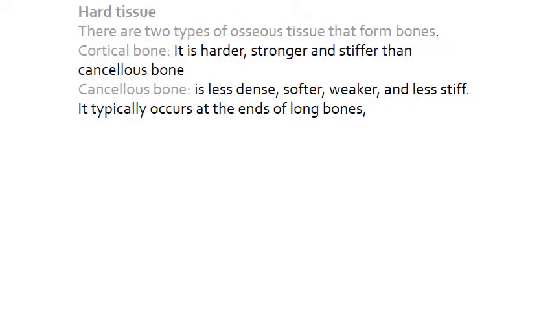Hard tissue. There are two types of osseous tissue that form bone: the cortical bone, which is harder, stronger, and stiffer than the cancellous bone, and the cancellous bone, which is less dense, softer, weaker, and less stiff, which typically occurs at the ends of long bones.